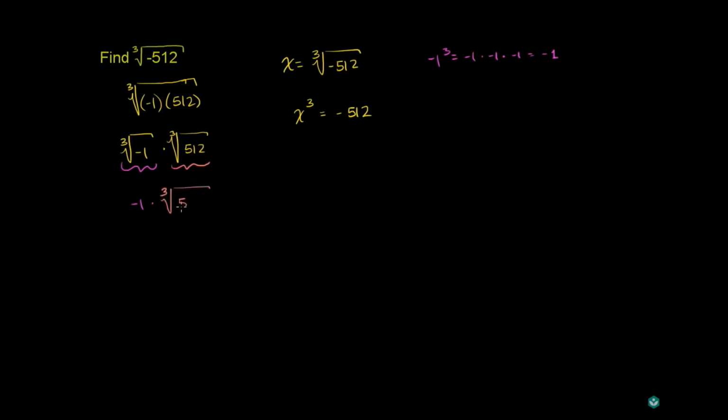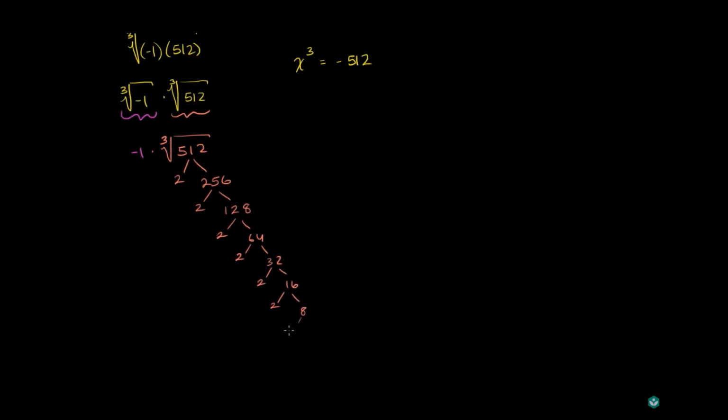And let's think what this might be. So let's do the prime factorization. 512 is 2 times 256. 256 is 2 times 128. 128 is 2 times 64. We already see a 2 three times. 64 is 2 times 32. 32 is 2 times 16. We're getting a lot of 2's here. 16 is 2 times 8. 8 is 2 times 4, and 4 is 2 times 2.